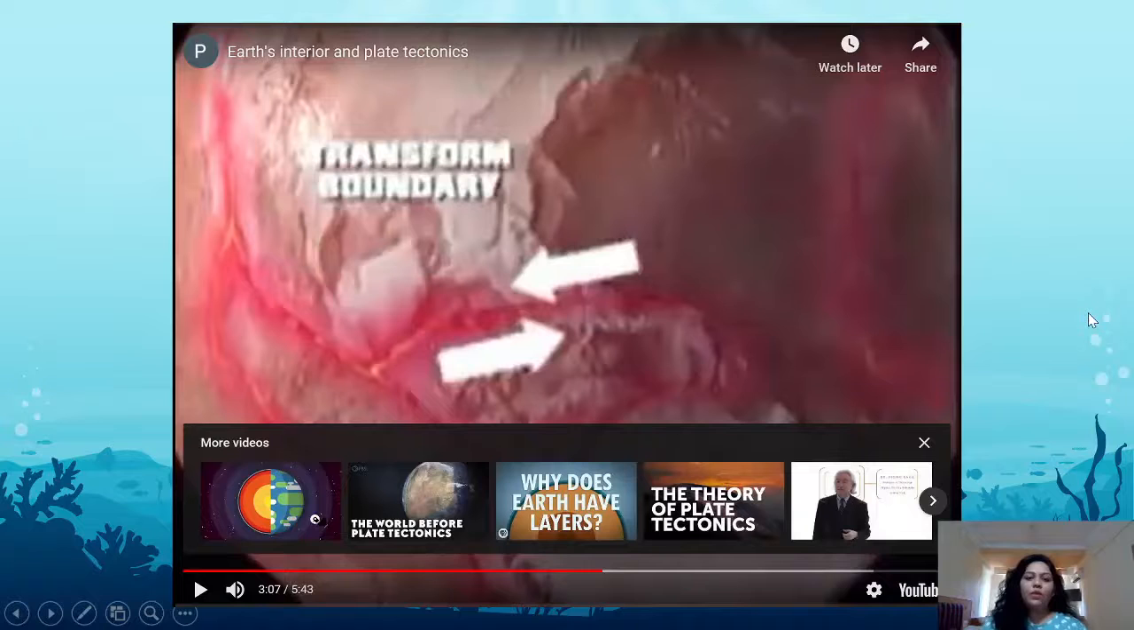So we will look at what these boundaries do and what kind of landforms they form in the next video.